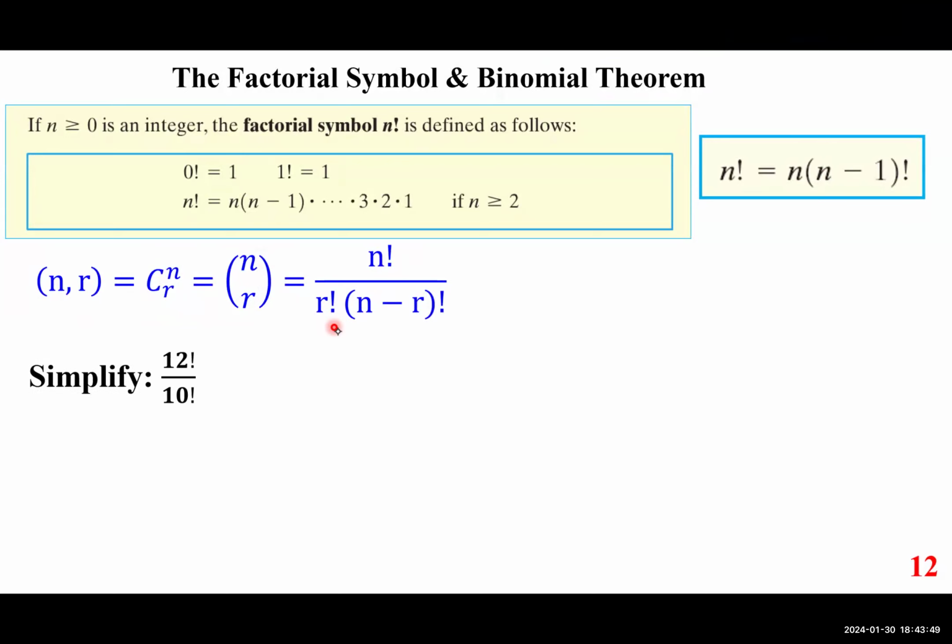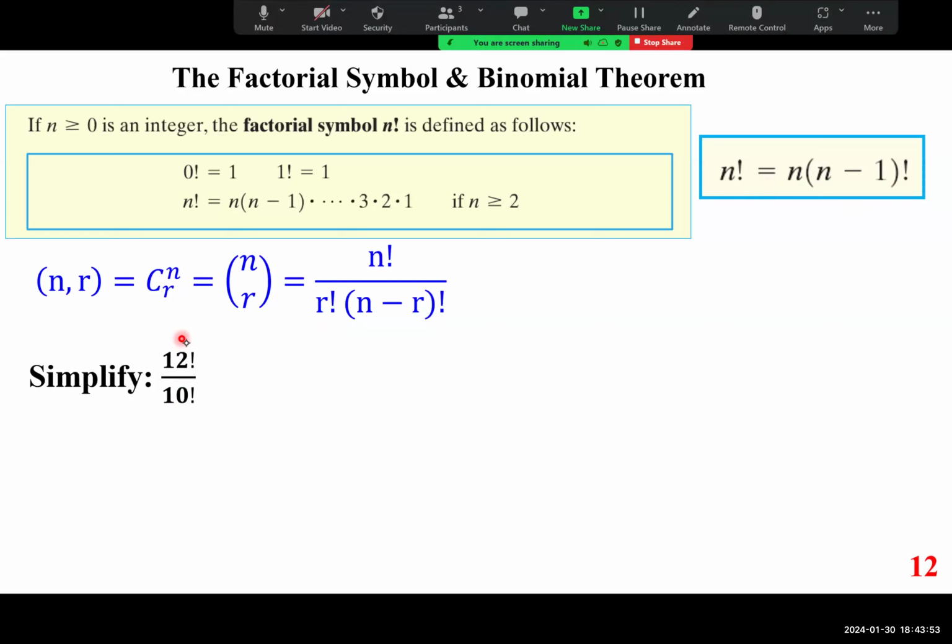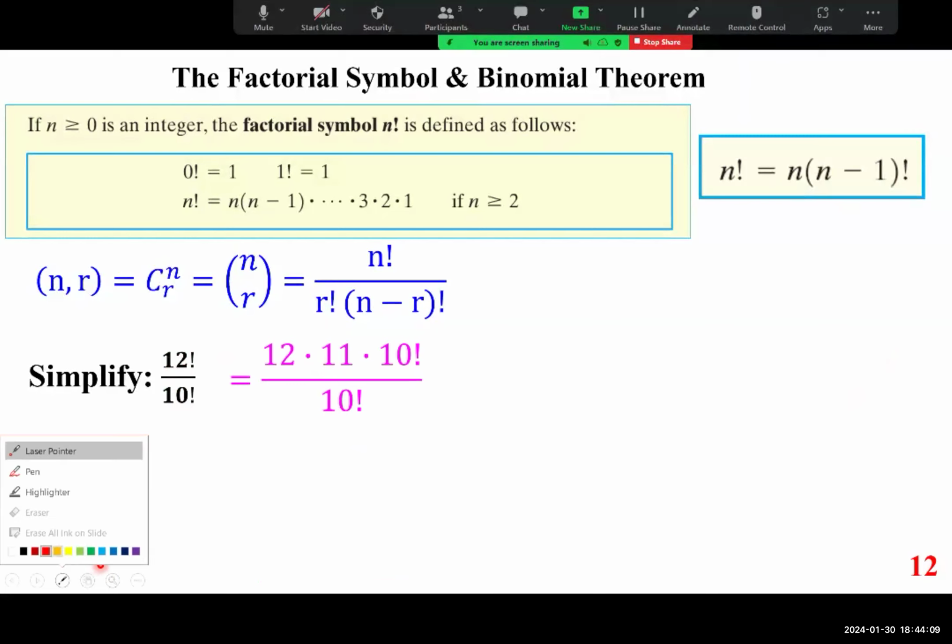If we were to simplify this, using that, because 10 is smaller than 12, we're going to keep the 10. But I hope you know 12 factorial means 12 times 11 times 10 times 9 all the way to 1. We're going to go 12 and 11 and we stop at 10 factorial because we see it down here, so we can drop those. And we get 132, the product of 12 and 11.